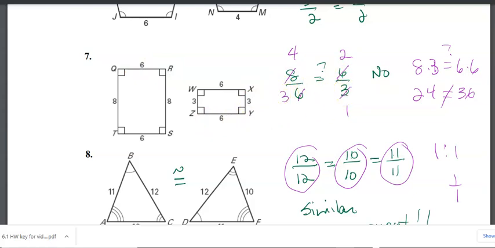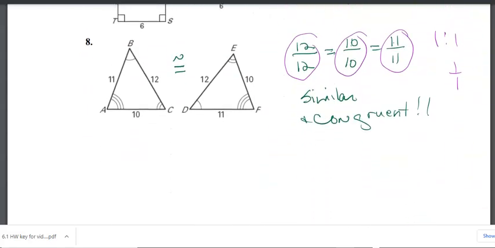If I did cross products, look what happens. 8 times 3 is 24. 24 does not equal 6 times 6, which is 36. So I know right away, because my cross products are not equal, I do not have similar shapes because my sides are not in proportion.